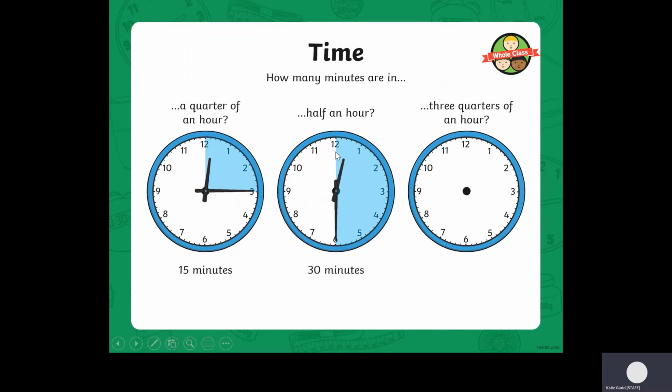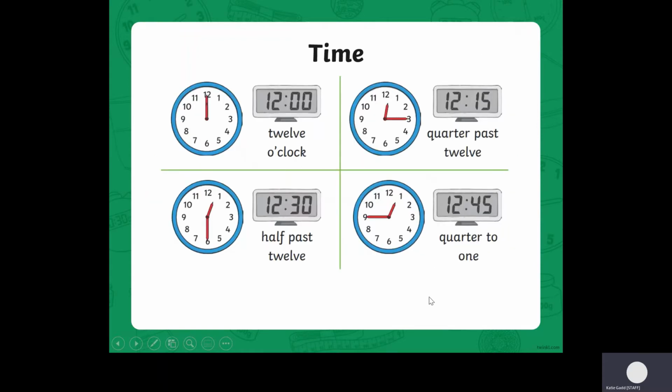Half an hour. That's easy. 60 divided by 2 is 30, so 30 minutes has passed. And then 3/4 of an hour is 3 of these 15-minute blocks. So that would be 45 minutes. So here's just a quick reminder what they look like on an analog and a digital clock. So we've got 12 o'clock, 12:15, 12:30, and 1:45.